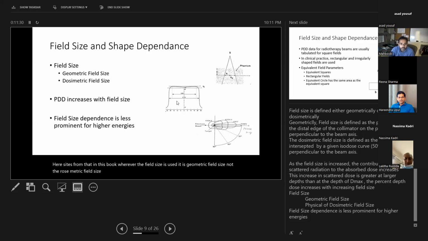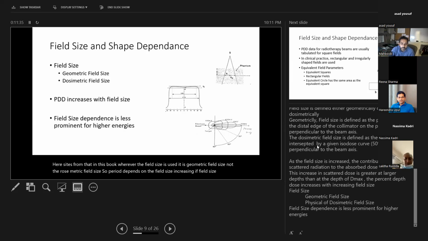PDD depends on the field size. If the field size increases, the percentage depth dose increases. The obvious reason is that at lower energies we will have more scattering, and scattering contributes towards a higher value of PDD. Field size dependence is less prominent for higher energies because at higher energies the interactions are more forward peaked, so we will have less scattering contribution.